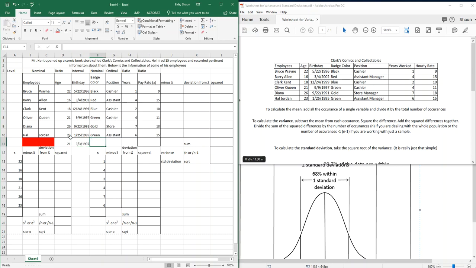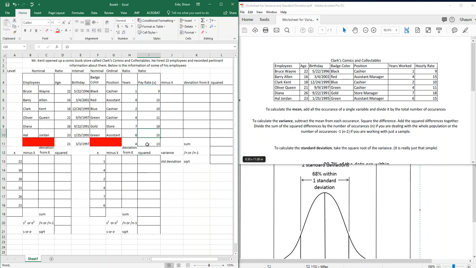What about badge color? We can't do that. We also can't get a mean for ordinal data, so we'll put a red mark right there. Years, can we get a mean? And the answer is yes. So we're going to put an average, or you can add all of them up and divide by the total number. Okay, so right there we have 4. And then pay rate equals average.